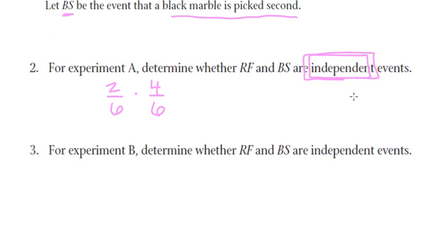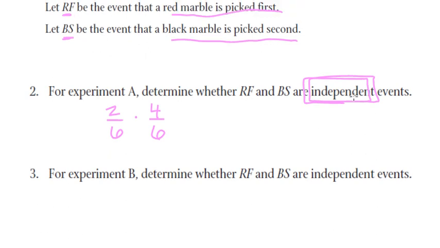So here it's telling us to determine whether red first and black second are independent events. Well, here red first would still be 2 out of 6. But now black second, really the probability of picking the black second actually depends on what was picked first. Because here, in this situation, we're assuming the red was picked first. But now we only have 5 marbles left, and there would be 4 out of 5 there.